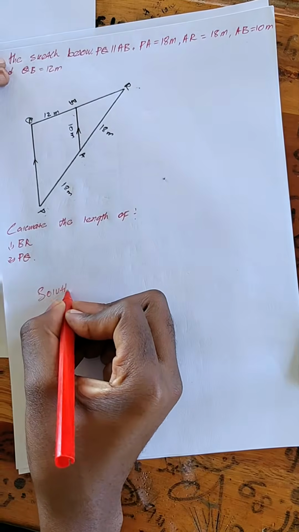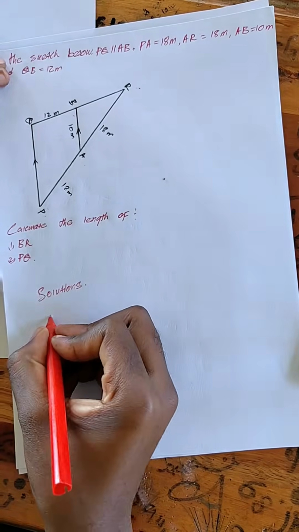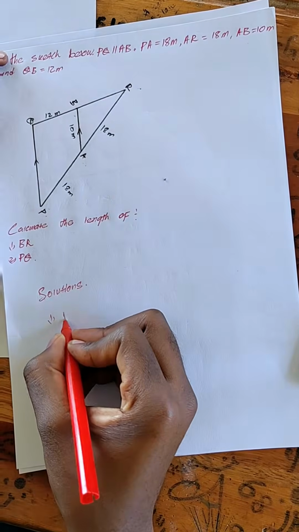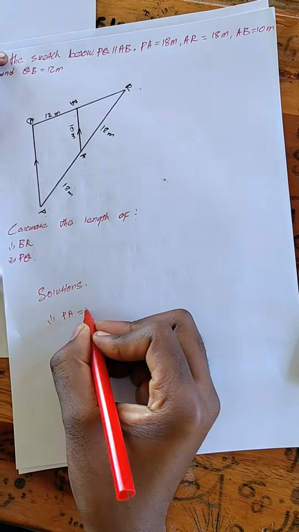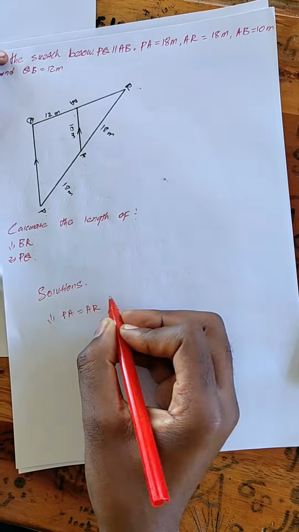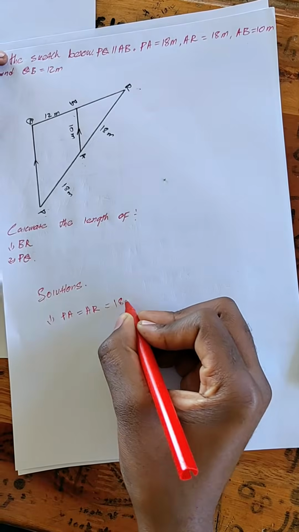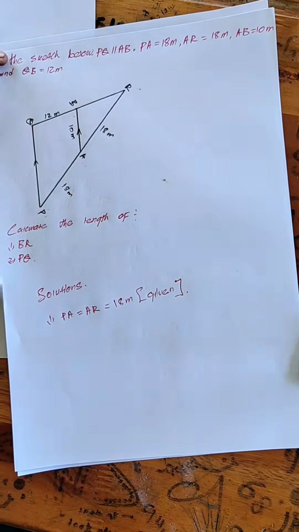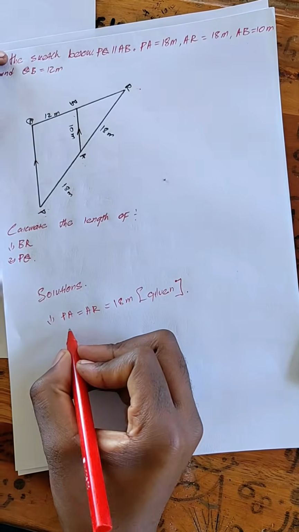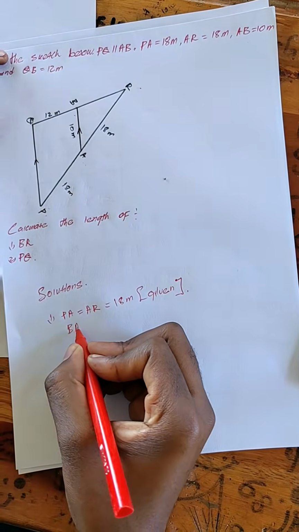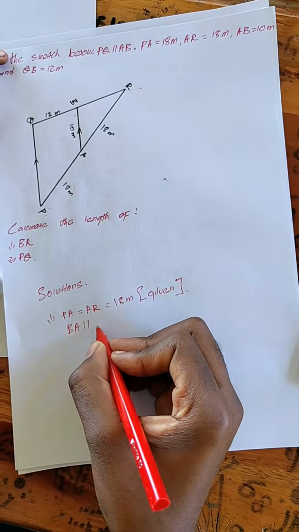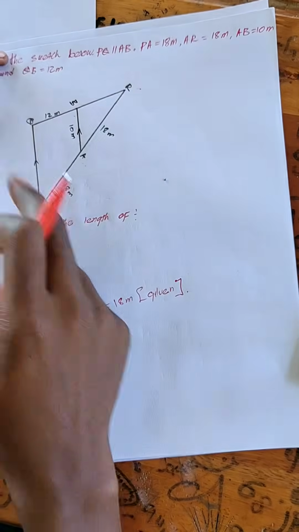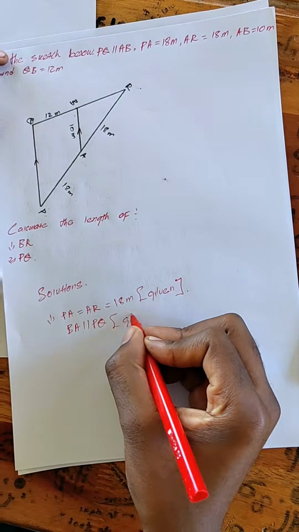Right. Now, what is it that is given? Solution. It is given that PA equals AR, and they are all equal to 18 meters. This is definitely given. What is also given? It is given that BA is parallel to PQ. This one is parallel to this one. It is also given.